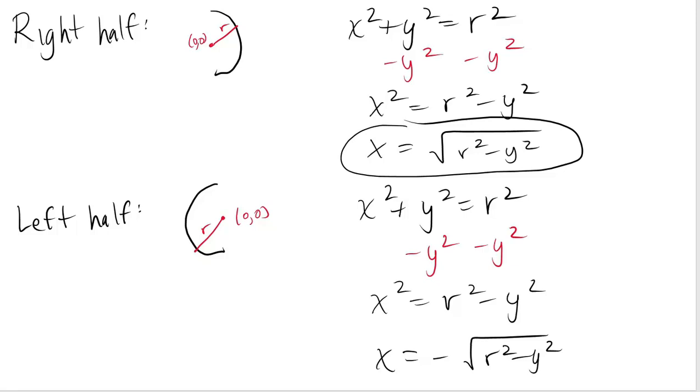So we covered the standard equation of a circle. We talked about how to get the center and radius from that equation. We talked about how to come up with the equation given information about the circle. And we talked about the equations of semicircles.